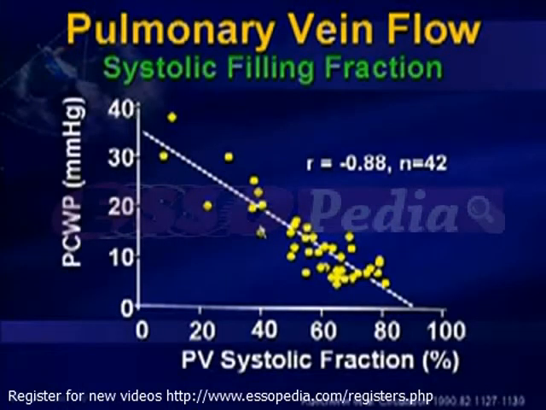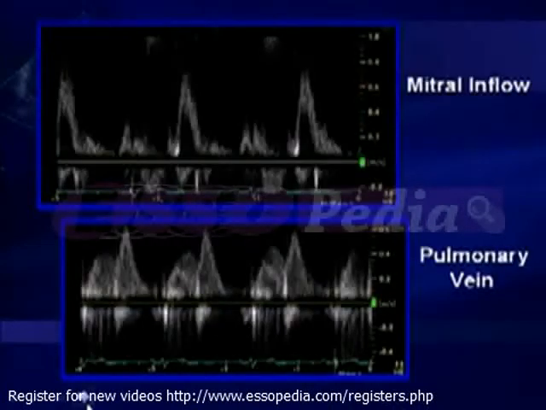Now, as the systolic filling fraction decreases, pulmonary capillary wedge pressure increases, and a systolic filling fraction of less than 40% is related to a decrease in LA compliance and an increase in mean LA pressure. Note, however, the systolic filling fraction is of limited accuracy in individuals with an ejection fraction in excess of 50%.